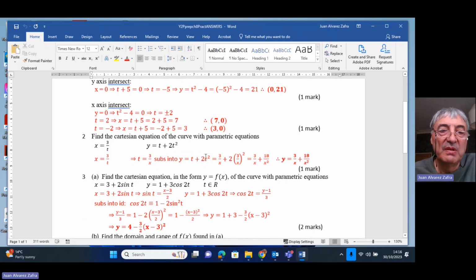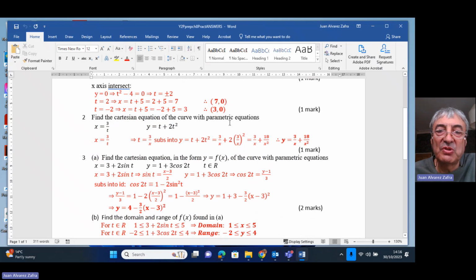Question 2. Find the Cartesian equation of the curve with parametric equations x equals 3 over t, y equals t plus 2t squared. In trying to find the Cartesian equation, what we want to do is find a single equation that relates x and y. In other words, we don't want t. So this gives us a clue that what we want to do is to eliminate t from these two equations. So think of them as kind of solving simultaneous equations, but where we're going to get a relationship between x and y. That's going to be our solution, if you like.